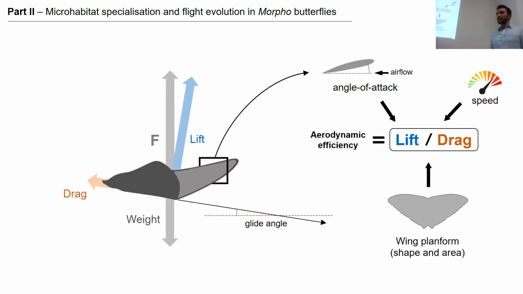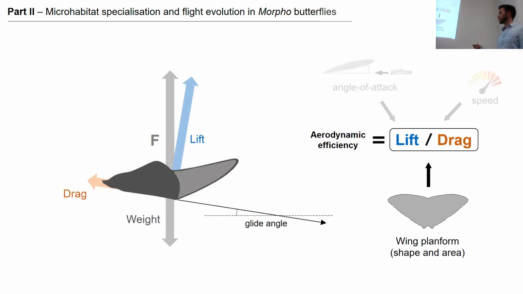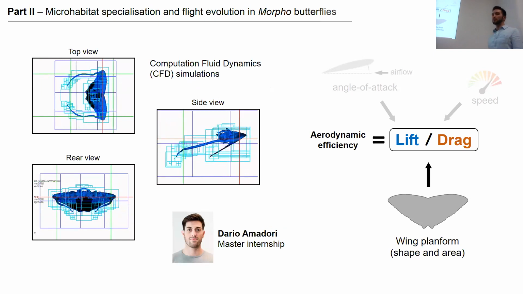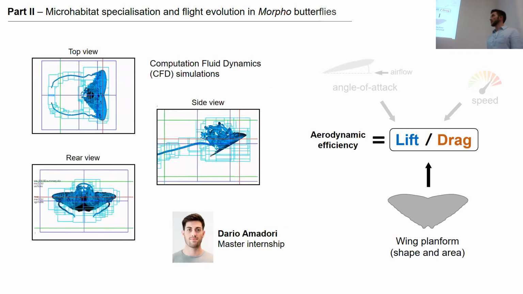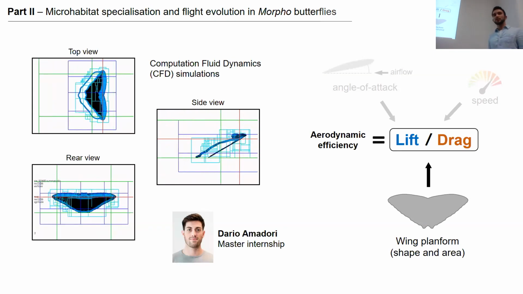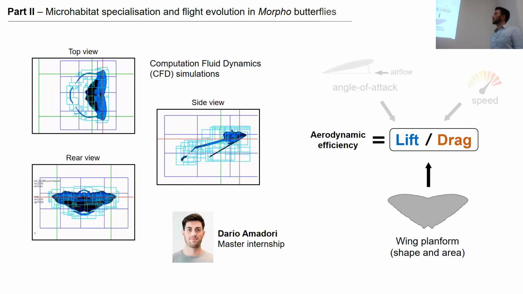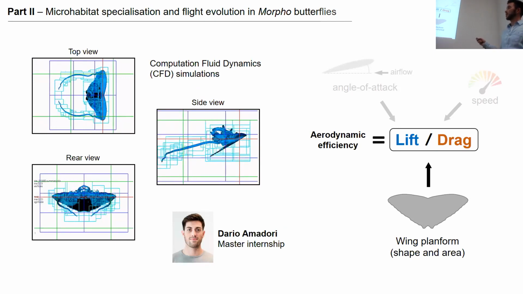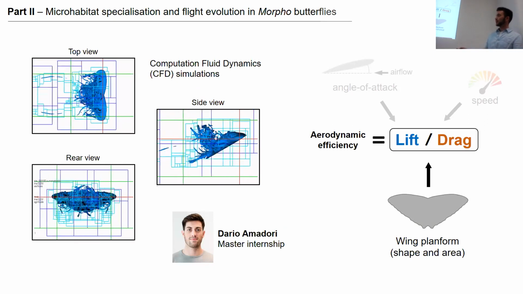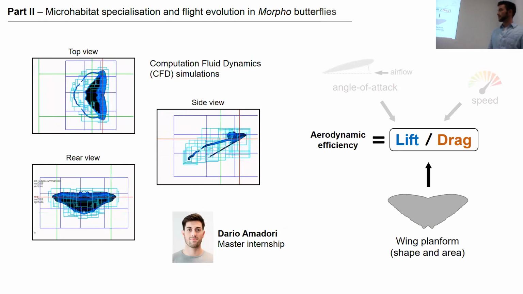So to disentangle the effect of these different components on the lift-drag ratio and test how wing shape affects aerodynamic efficiency, I worked with aerodynamic engineers who performed computational fluid dynamics simulations. So very briefly, what computational fluid dynamics does is simulate the airflow around the wings. And by solving physical equations of fluid flow, this allows computing the lift-drag ratio associated with a given wing shape in a given flight condition. This was the work of Dario Amajori during his master's thesis.